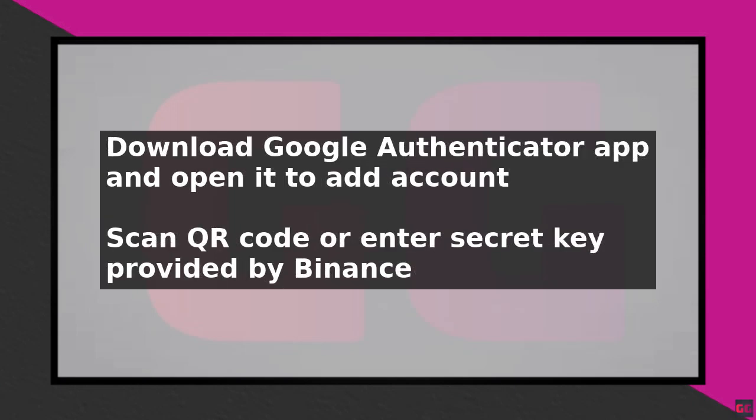Scan the QR code displayed on the Binance app with the Google Authenticator app, or manually enter the secret key provided by Binance. After successfully scanning or entering the code, the Google Authenticator app will generate a 6-digit verification code that changes every 30 seconds. Return to the Binance app and enter the 6-digit verification code generated by the Google Authenticator app.